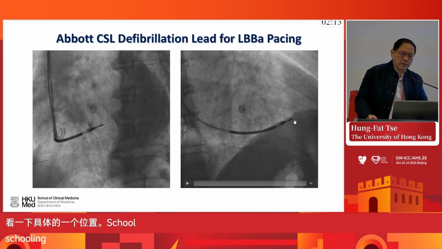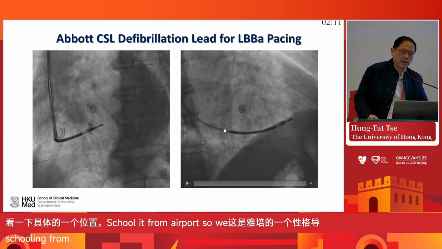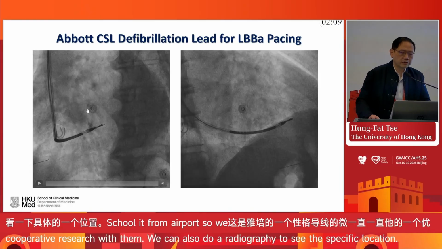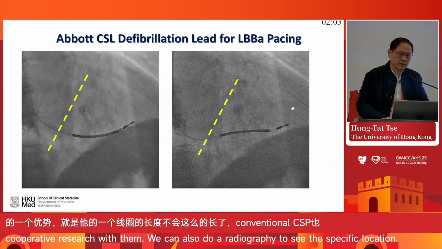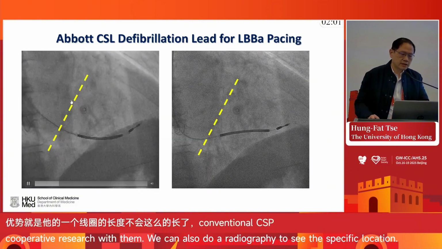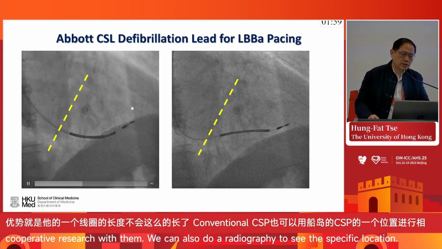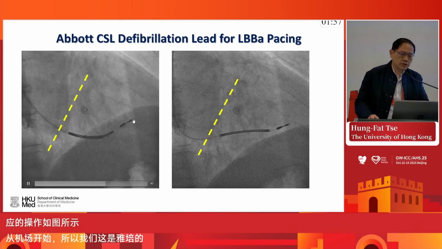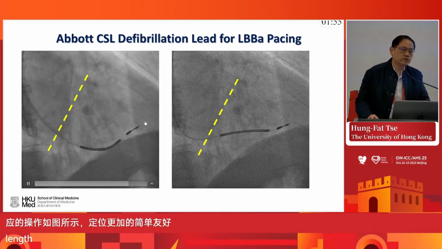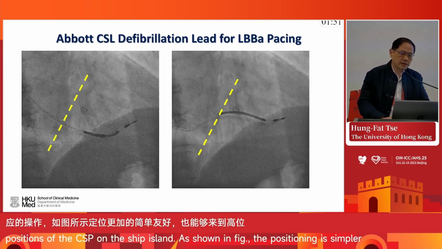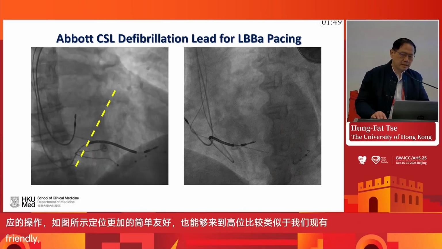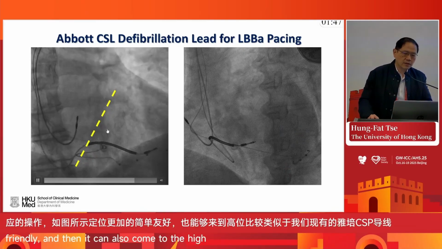The advantage of that is this has a more usual length of the coil, so you don't need to prolapse the lead a lot. And then you can also go to the conventional CSP pacing location. So again, you can see that it's much easier to position, and you can go up to a much higher position. And this is a kind of active screw, very similar to the existing Abbott CSP lead.